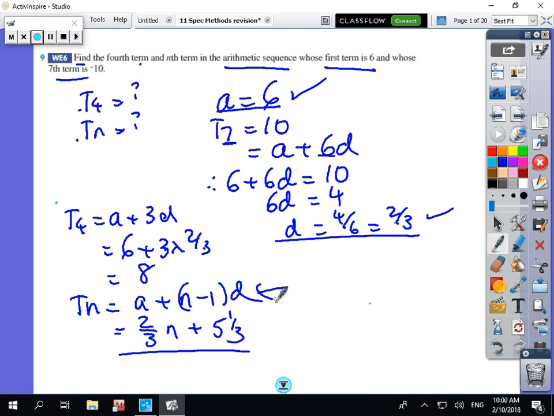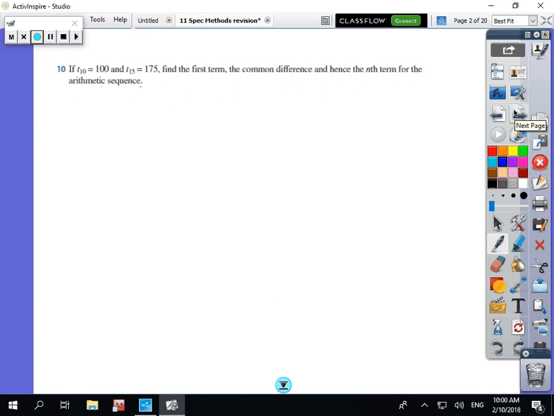Okay, let's move across. So we've got T10 is 100, T15 is 175. So find A, find D, and then find Tn. So pause and come back when you're ready. Okay, you're back.